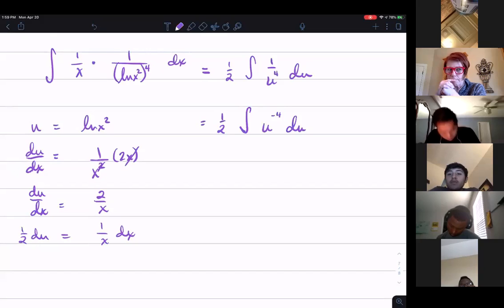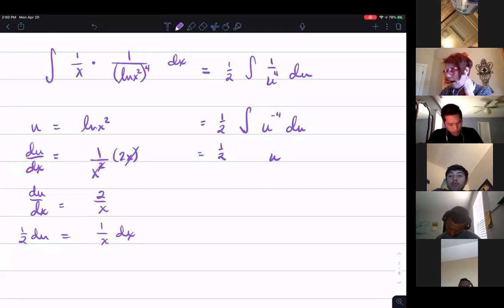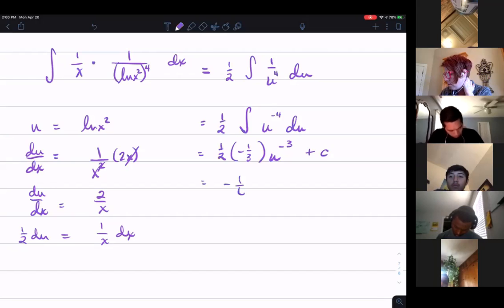This is actually not a chapter 5 concept. This is a chapter 4 concept. So the integral of u to the -4th, take your power, add 1, so that'll be a -3, and then multiply by the reciprocal of your new power, which is a -1/3. Does that make sense? Yes. Don't forget your plus c, because it's an indefinite integral. Okay, so now I've got -1/6.